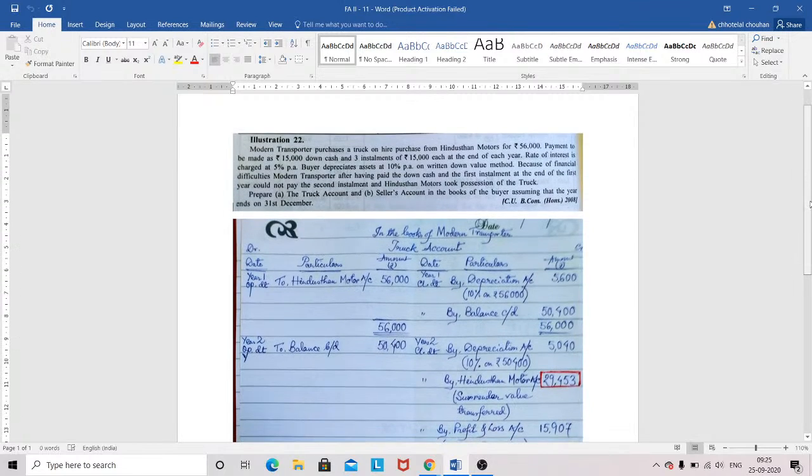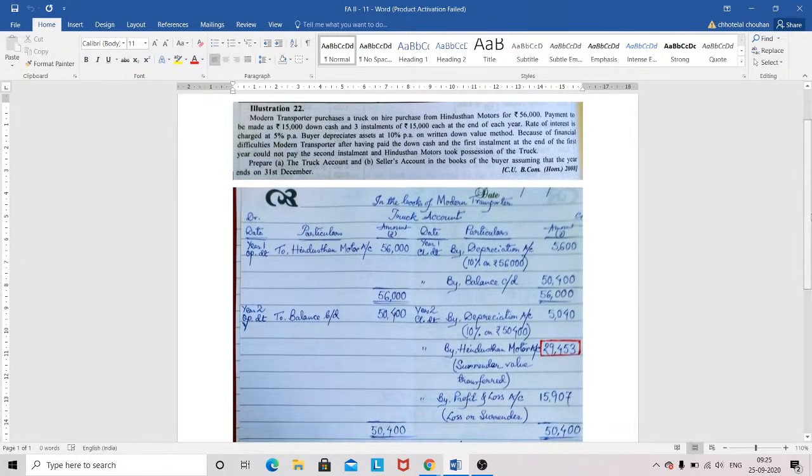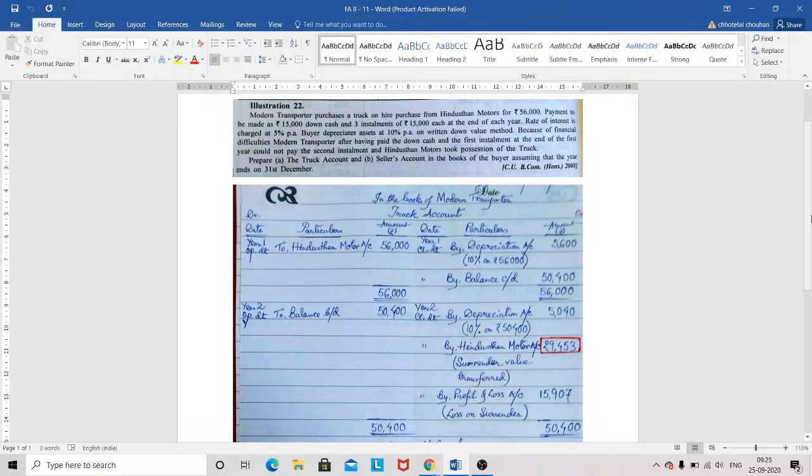Now this is a sum of the reposition, I'm telling you first. Okay, this is a sum about the reposition, which is also one type of sum that will come in your examination.